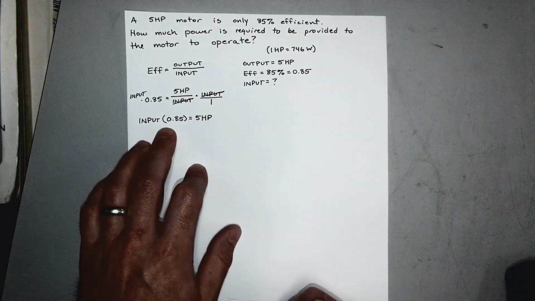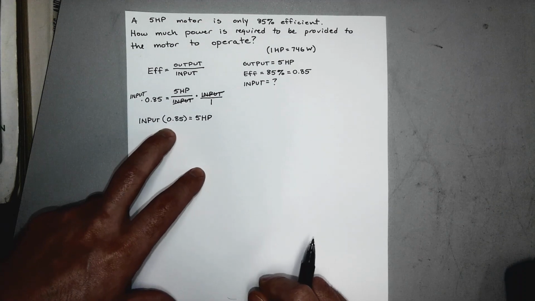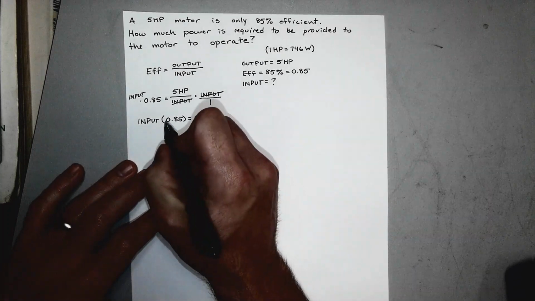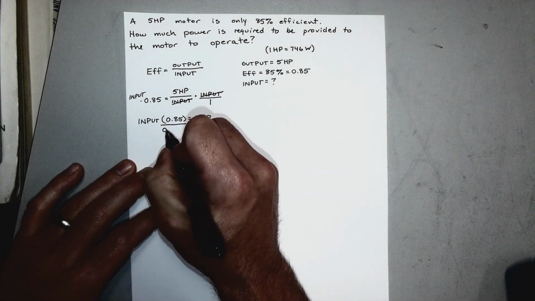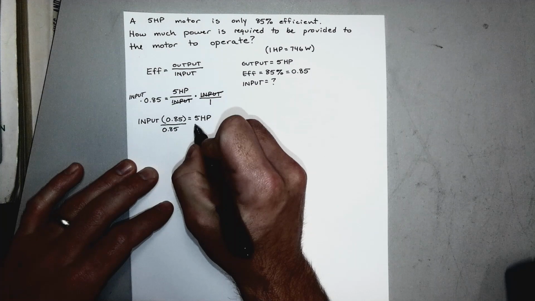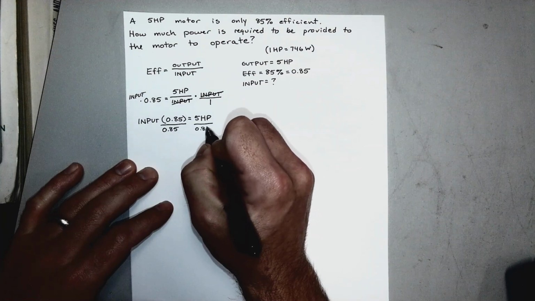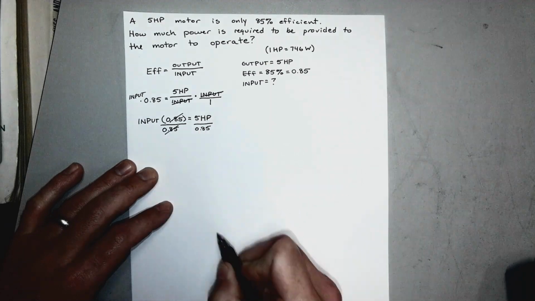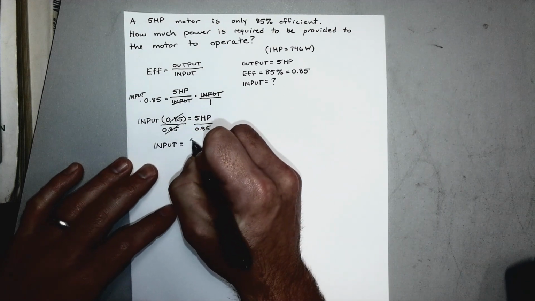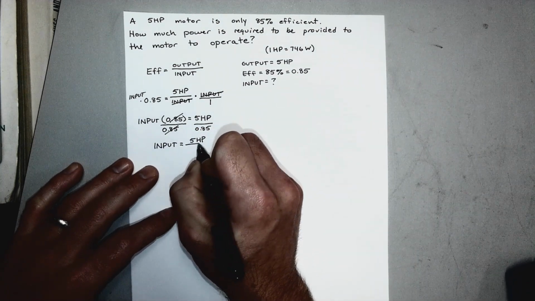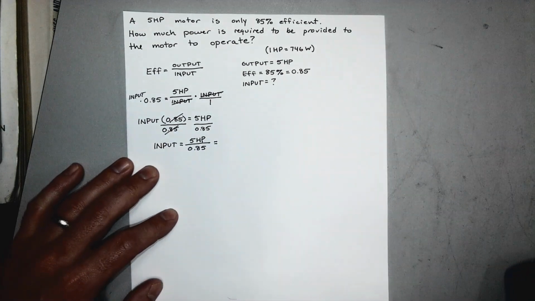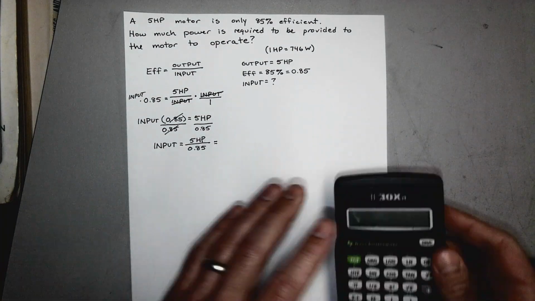Now, input again is not by itself, so I need to cancel out something. You need to move this 0.85 over to the other side. Since this is a multiplication problem, I need to divide by what I'm trying to cancel. So divide by 0.85. Again, this is an equation, so I need to do the same thing on both sides, 0.85. And on this side, this 0.85 and this 0.85 cancel. And so this will become input equals 5 horsepower divided by 0.85. Now we can punch this into our calculator and get an answer.